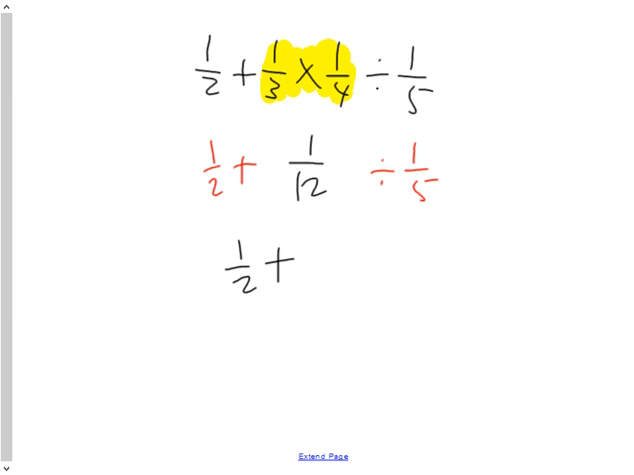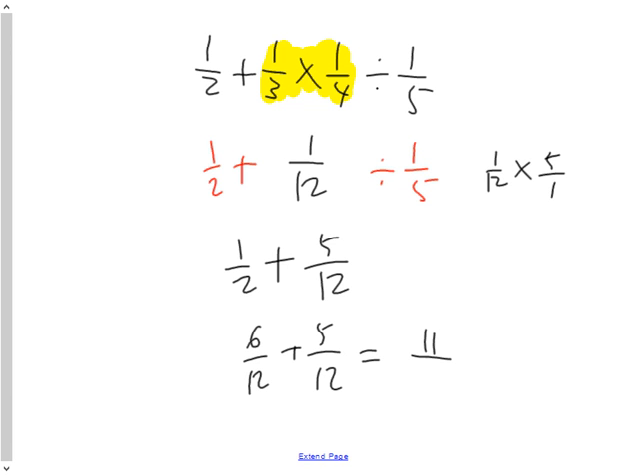So some people decide right now they're going to add those two, but they don't. They should divide them. So 1/12 multiplied by the reciprocal of a fifth, which would be 5 over 1, or just 5, will give me 5/12 when I multiply it out. And finally, 1/2 plus 5/12. You need a common denominator when you're adding or subtracting fractions. 6/12 plus 5/12 gives you a final answer of 11/12.